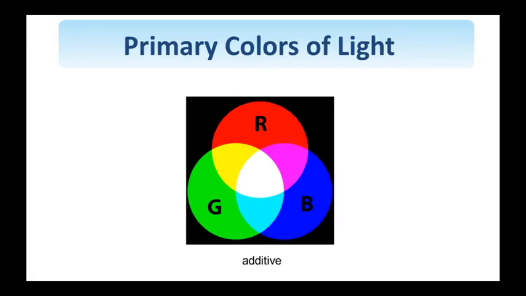The 3 primary colors we just mentioned, RGB, can be added to produce the secondary colors, which are the cyan, magenta, and yellow. If we mix the 3 primary colors, we obtain white.